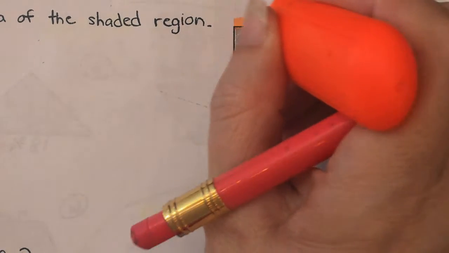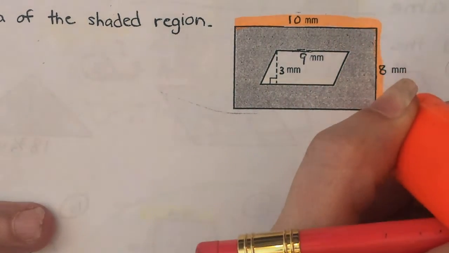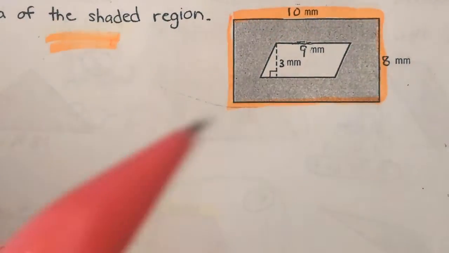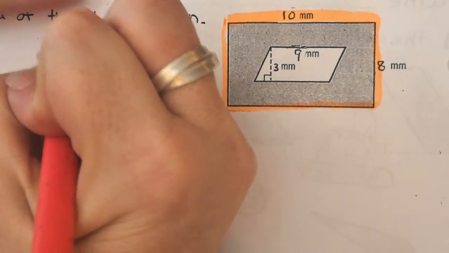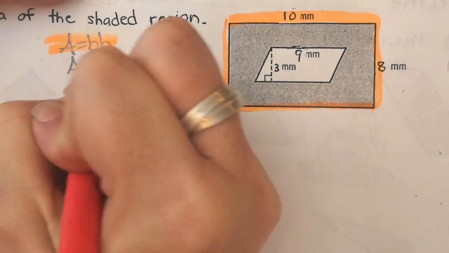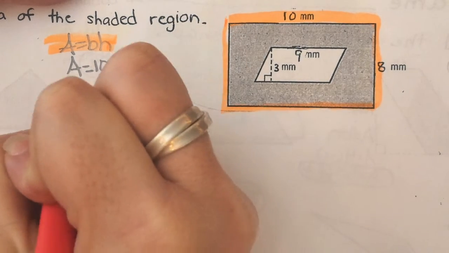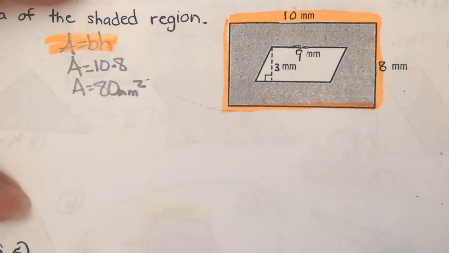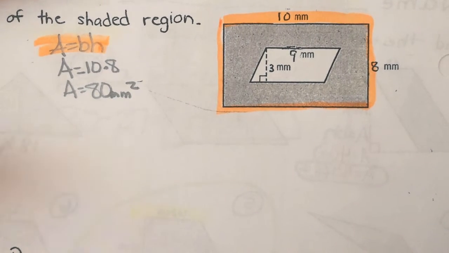Subtract. You got it. We're going to take this shape and we're going to take out that middle part. So, starting out, write that formula for the rectangle. 10 times 8, which is 80 millimeters squared. And that's the rectangle.